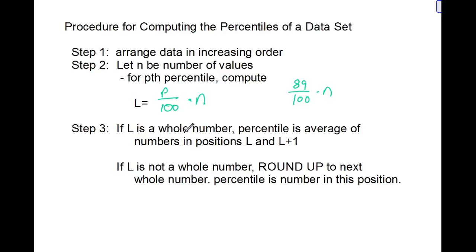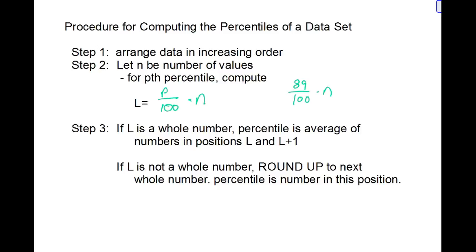And then if L is a whole number, we take the average of the two numbers in positions L and L plus 1. If L is not a whole number, we round up to the next whole number, and the percentile is the number in this position, the rounded up position.